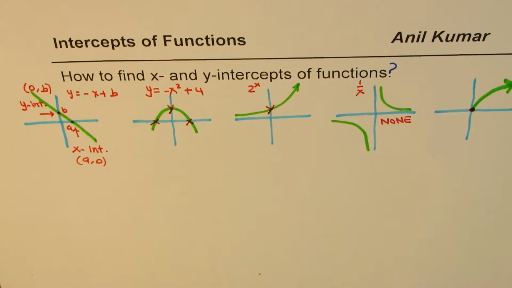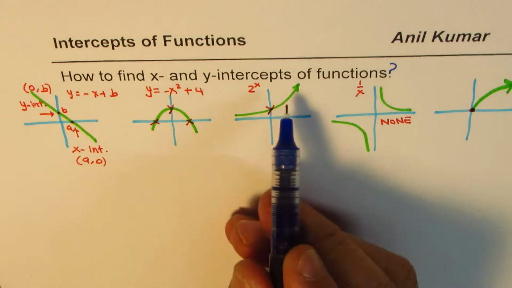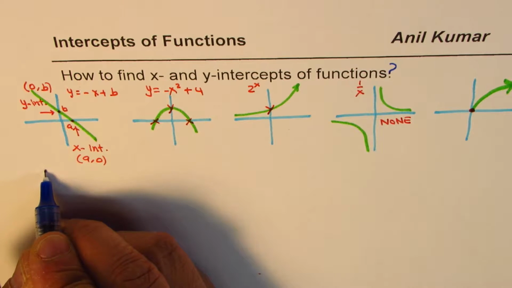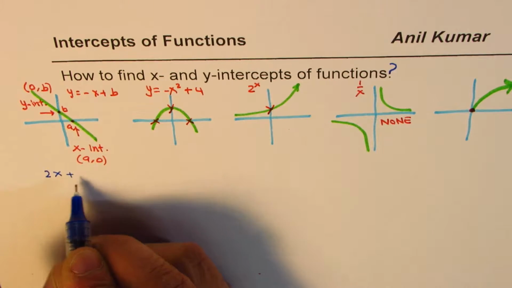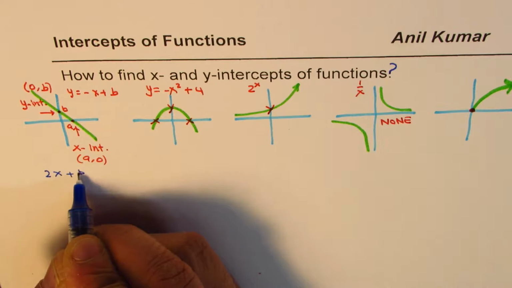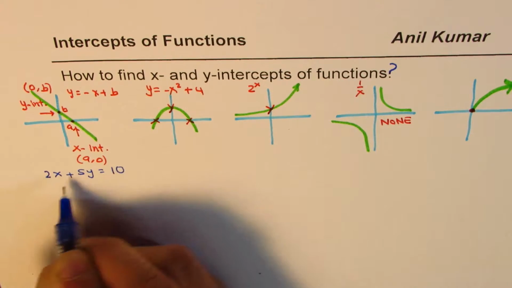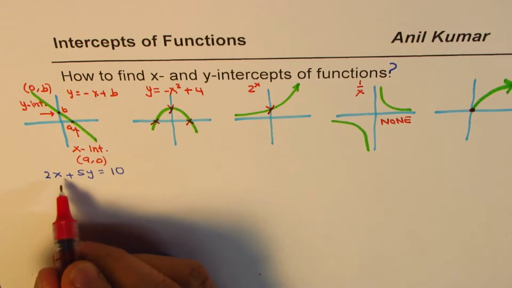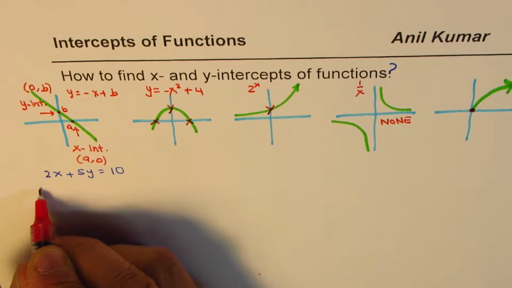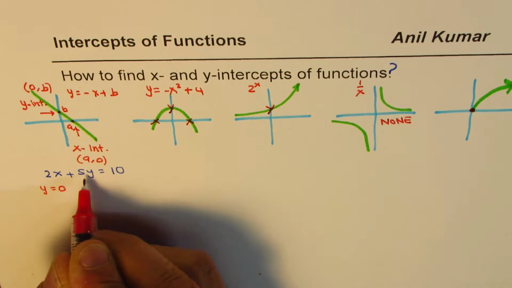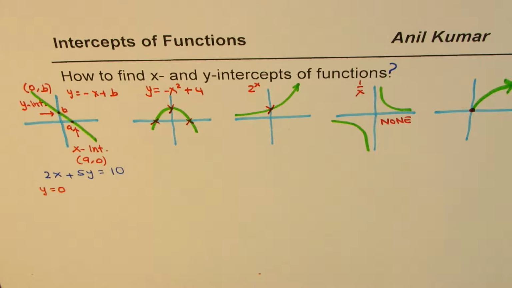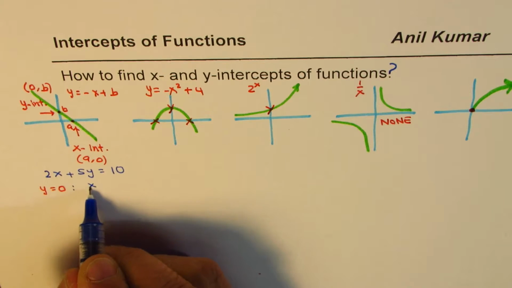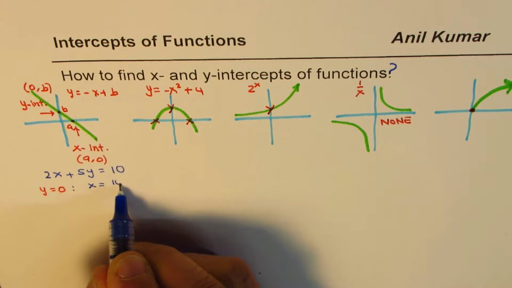Now we'll take a few equations and see how to find intercepts. So let me take the equation of a line as, let's say, 2x plus 5y equals 10. So I've taken a very simple equation. To find the x-intercept, what will I do? To find the x-intercept, I'll set y equals 0. So if I set y equals 0, I can solve this equation. I get 2x equals 10, so x is 10 divided by 2, which is 5.